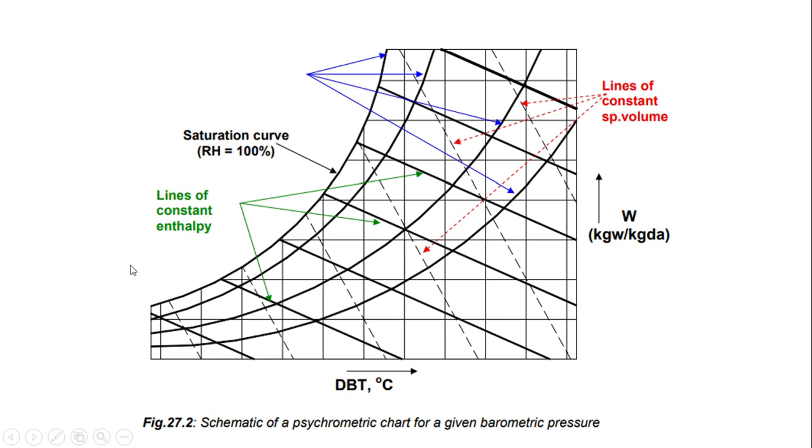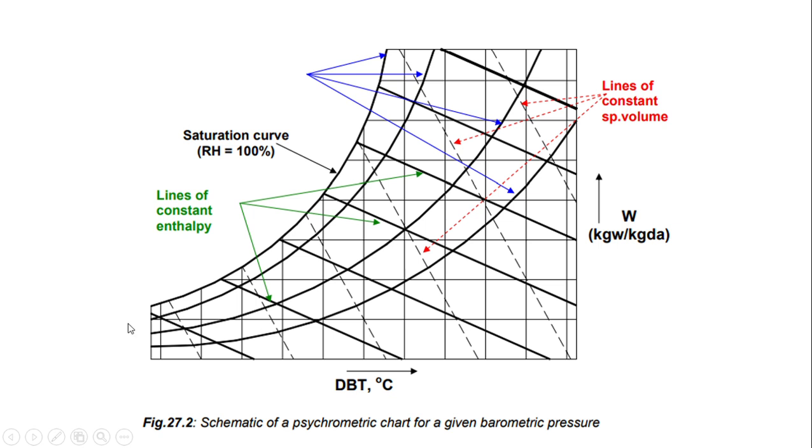Here this will be the line of constant enthalpy. You can see the constant enthalpy lines. This curve is known as the saturation curve. This dashed line we call the constant specific volume line.